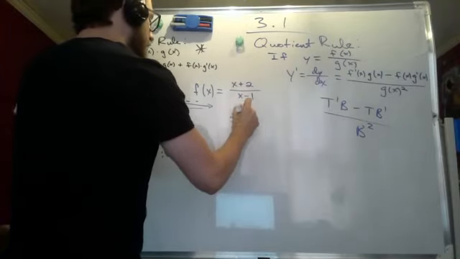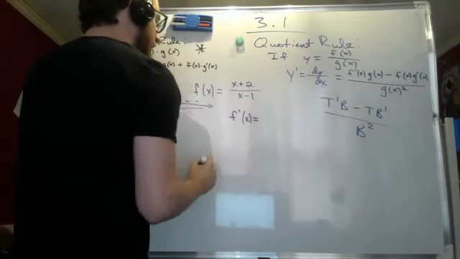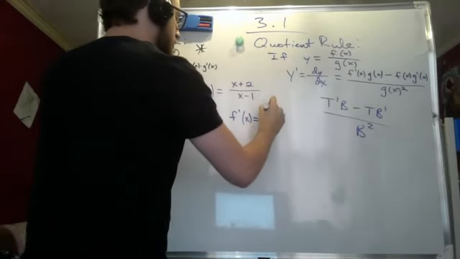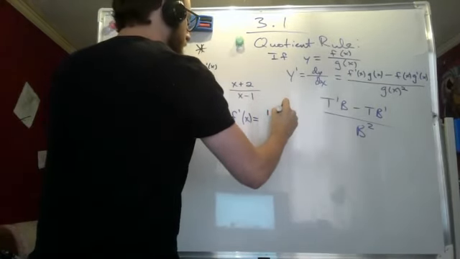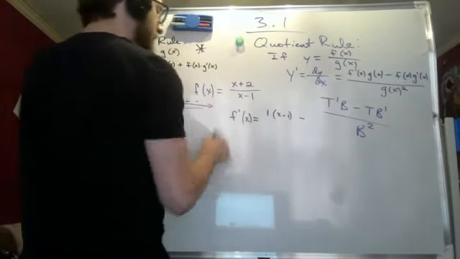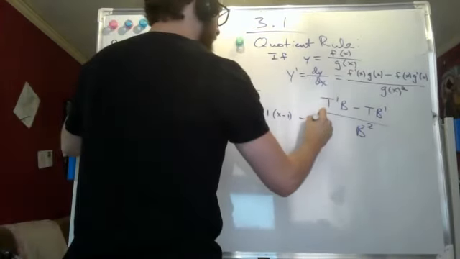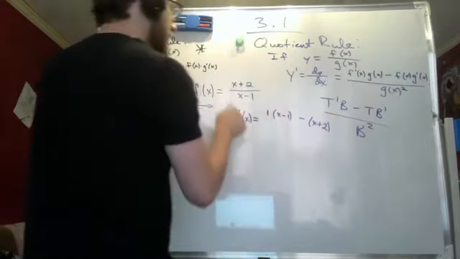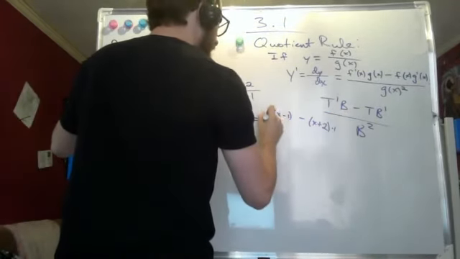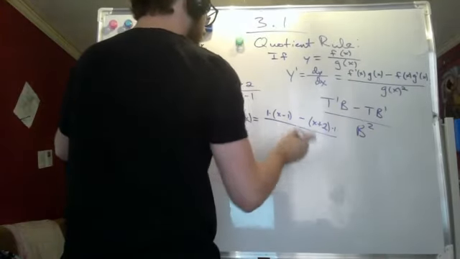Well, following the formula, for f prime, we want the derivative of the top. Well, lucky for us, that's just 1, times the bottom, x minus 1, minus the top, that's x plus 2, times the derivative of the bottom, that's 1 again, all divided by the bottom squared.